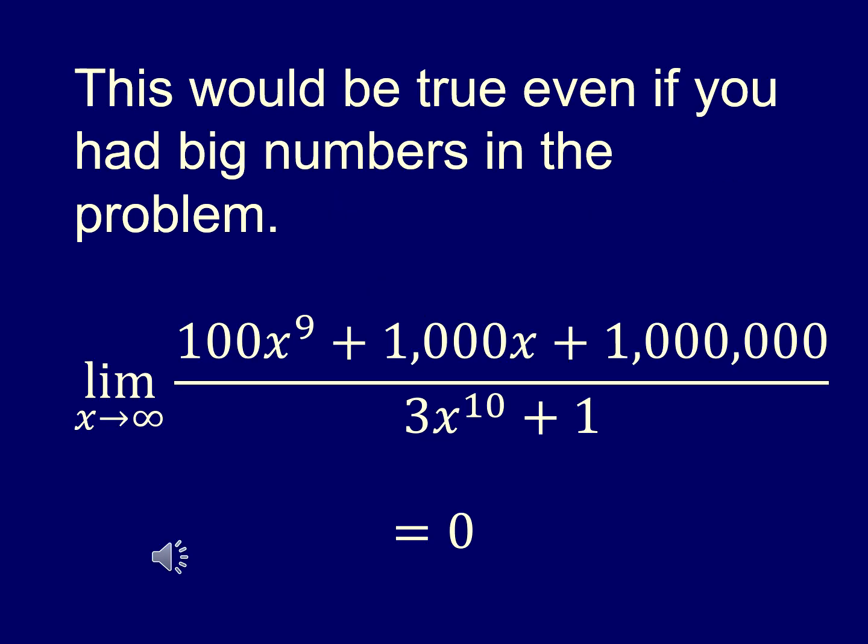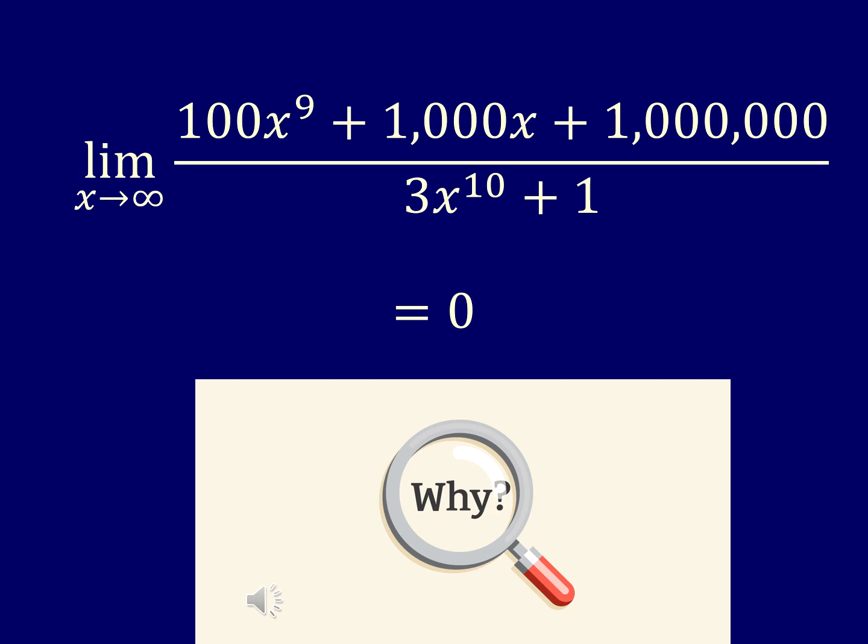That's even true if you have other big numbers that come up in the problem. Here I've got things like 1,000 and 1,000,000 on top, but they're really not going to affect our answer. What I care about is that the big exponent on top is 9, the big exponent on the bottom is 10, and 9 is less than 10. And if the degree of the numerator is less than the degree of the denominator, my answer has to be 0. So what's probably going through some people's mind is why?